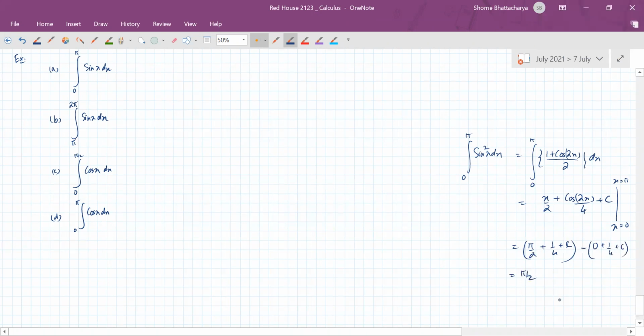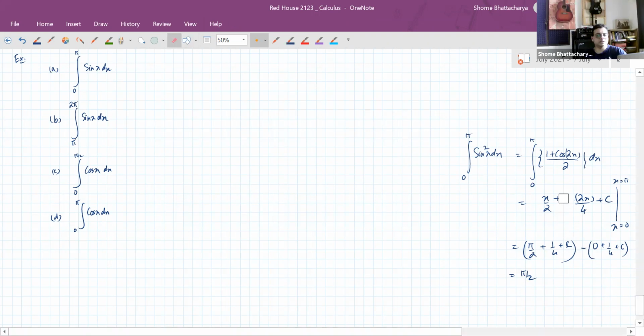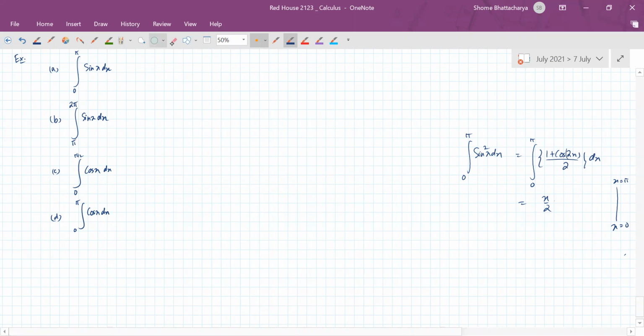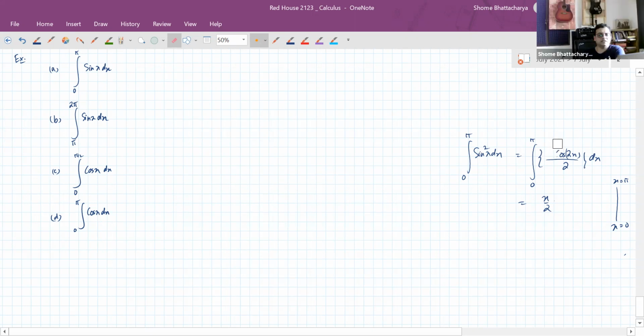So we get x by 2 minus cos 2x by 4. Sorry, wait. It is minus sine 2x by 4. So the value will come pi by 2 only, but slightly different for the indefinite integration. Okay. Sine square is 1 minus cos 2x, by 2. Also in the integration, there will be a sine term. So this integration will be this minus sine 2x by 4, right?